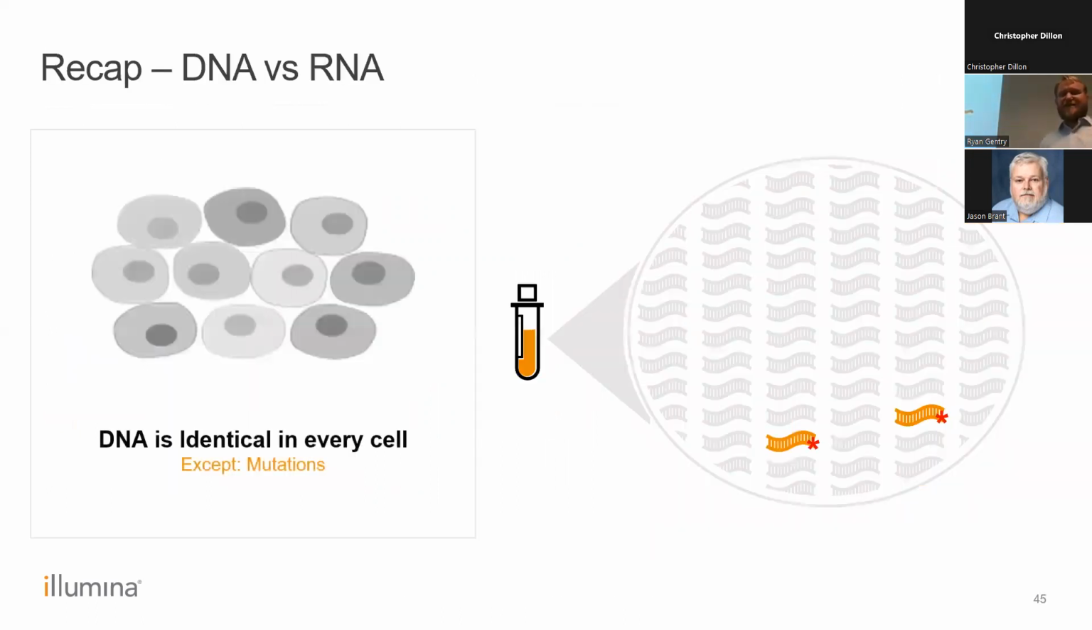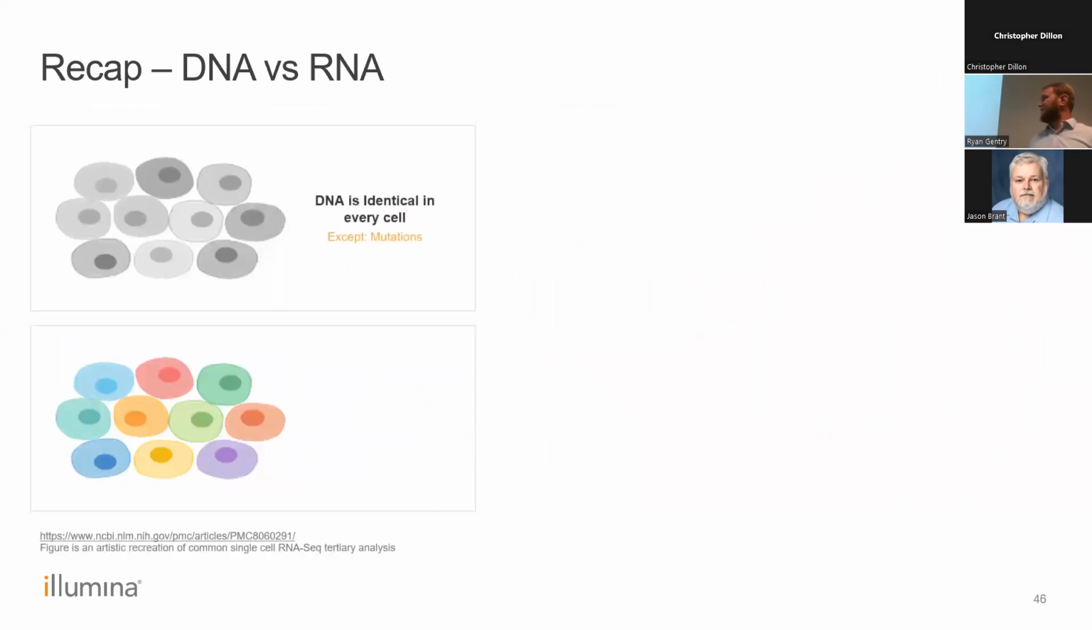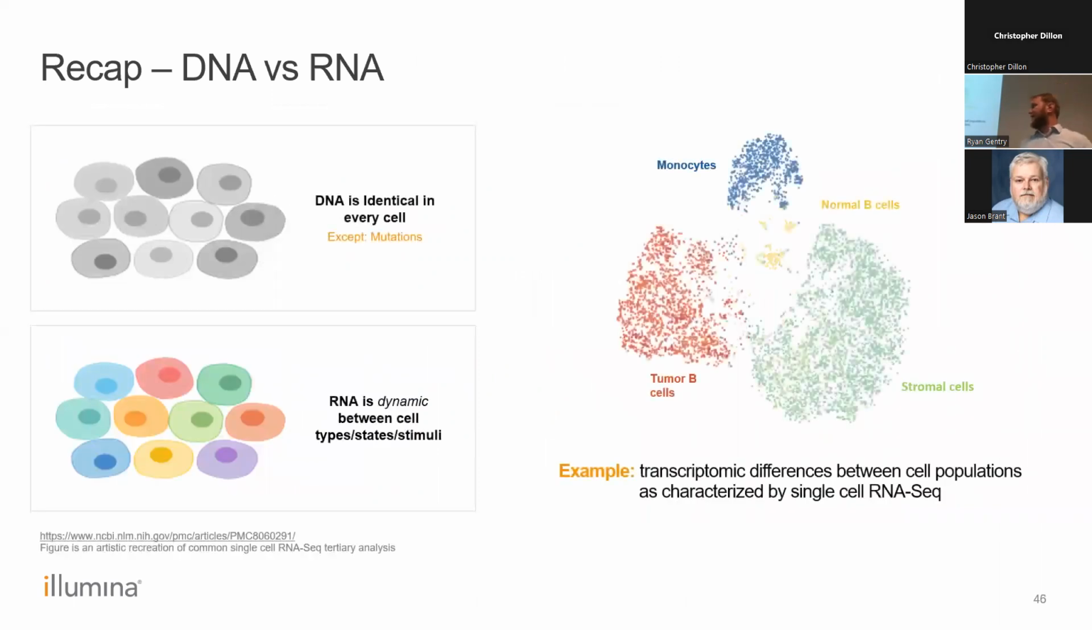And so here we're just seeing DNA is identical in every cell except the mutations, and then RNA is dynamic between the cells. So that's how it's easier for us to tell what's happening. If we look at cfRNA, we can see specifically where those organs or those areas of the body where those transcriptomic profiles might be coming from, rather than the DNA where it's a little bit tougher to tell because everything's going to be the same in every cell.